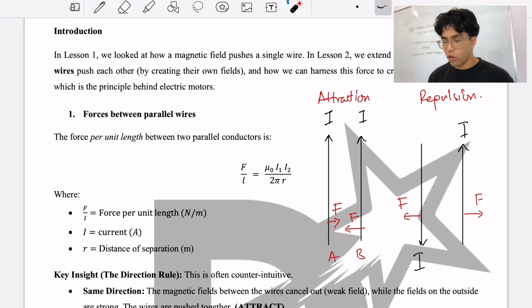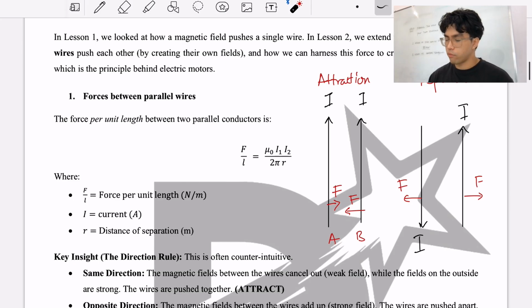Mu naught is your magnetic permeability, right? It's a constant. It's 4 pi times 10 to the negative 7. It's in your data sheet, so you can check that as well. And then I1, I2 is just the current of conductor A, conductor B. And lastly, r is the distance of separation between these conductors. Okay, so just remember, this is the equation that we use. And the rule is, if you have current in the same direction, we get a force of attraction. If we have current in opposite directions, we have a force of repulsion.